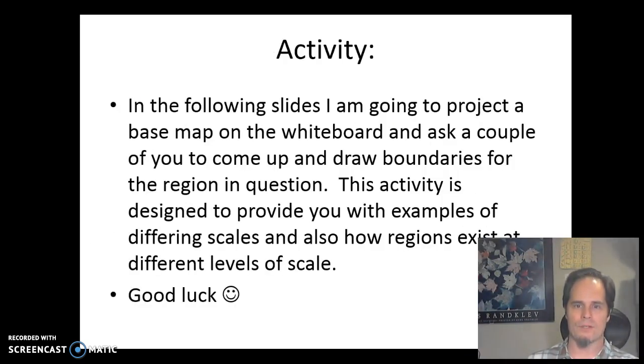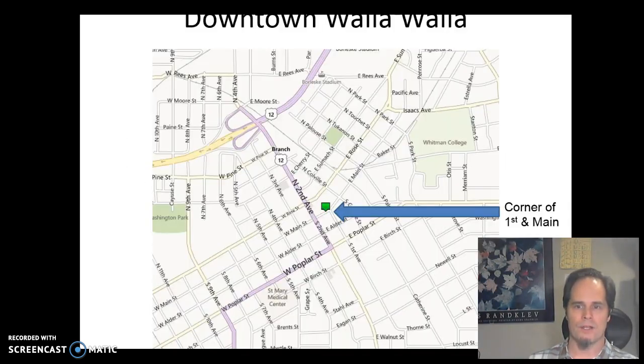But regions don't have to be small scale, and this activity is designed to help you appreciate that. So the term here is downtown Walla Walla. I've put this map up here. If you were to try to determine what the region or area of downtown Walla Walla is, we might all describe this a little bit differently. We might draw a different boundary. You could attempt to draw the boundary on this map with your finger if you like. But this is actually a large-scale area or a large-scale region, downtown Walla Walla.